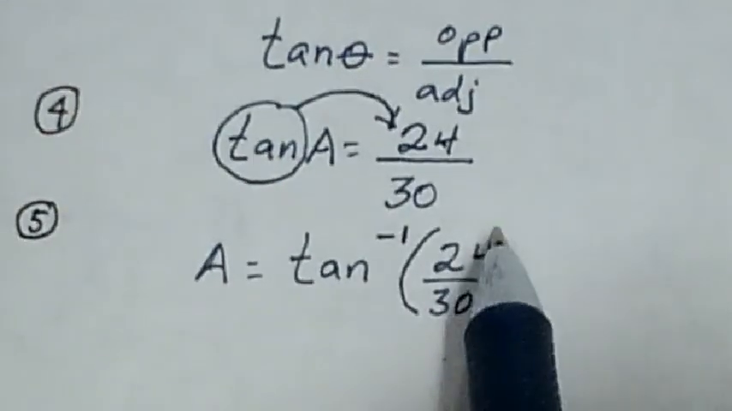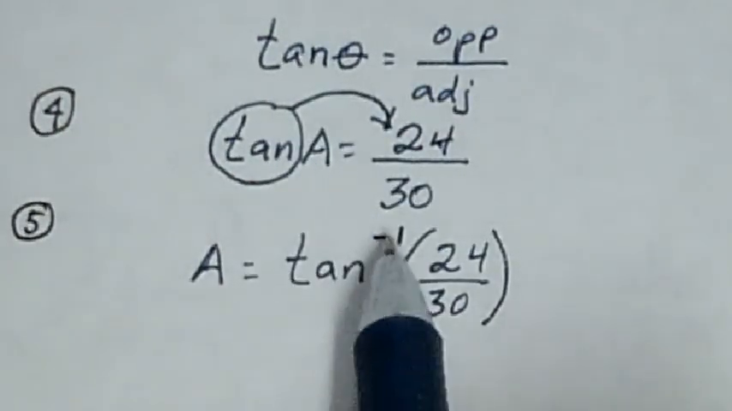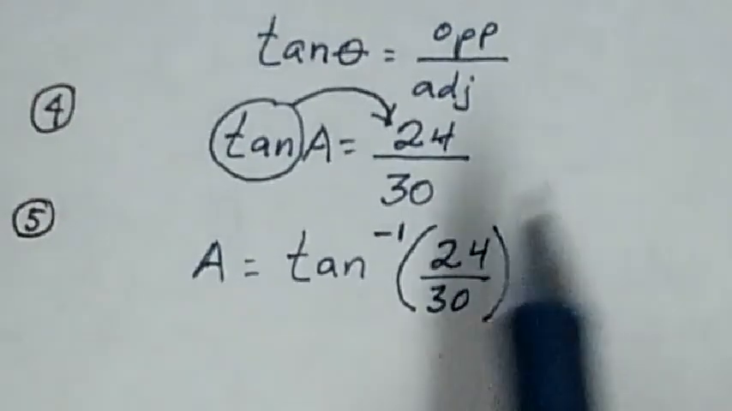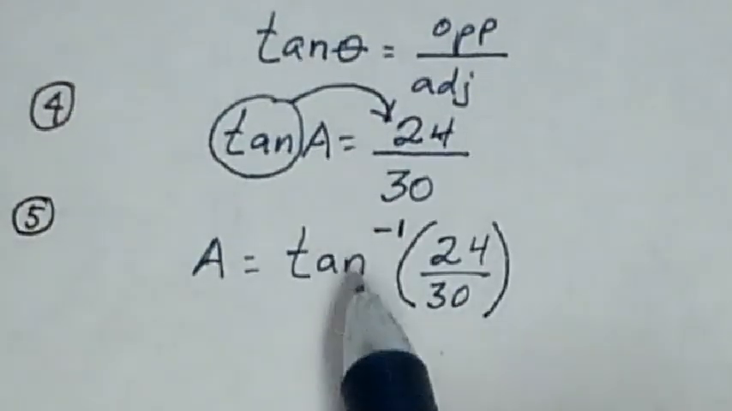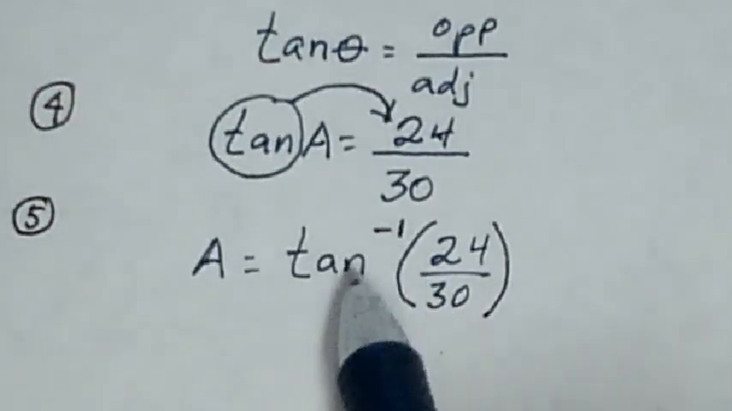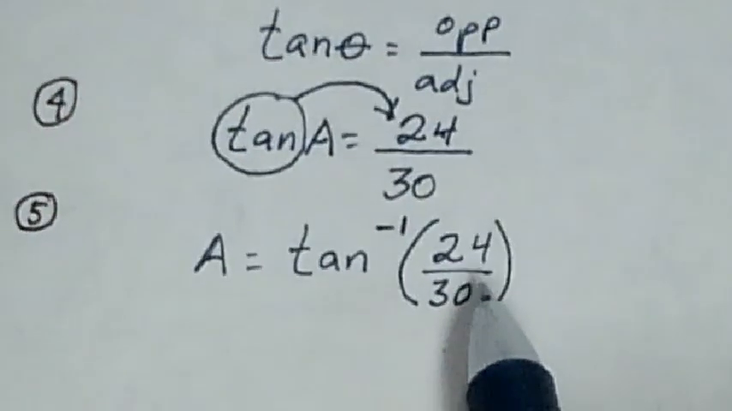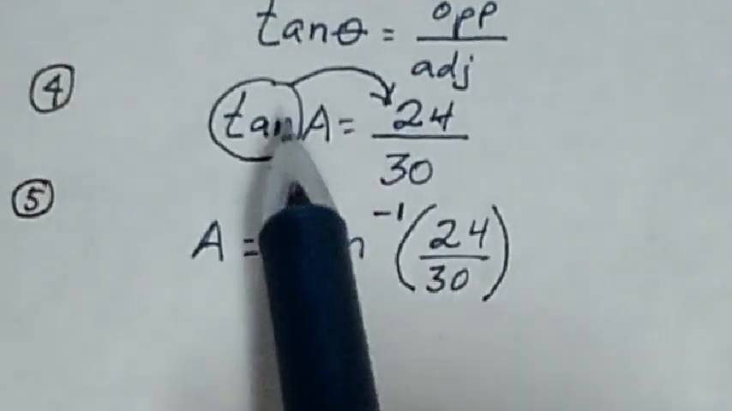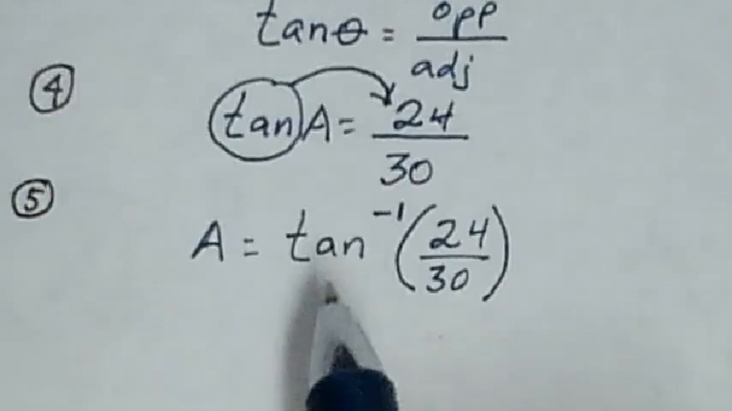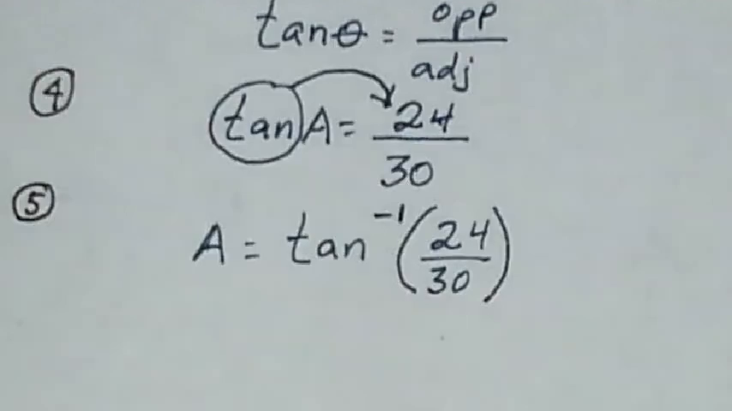So the first thing I had to do to solve for A was get the tangent to the other side. And in moving it, what did I put? A -1. And the way this is read is A equals the inverse tangent. Whenever you see the -1 there, it's inverse tangent of 24 over 30. So copy that down. You don't necessarily have to circle this and put the arrow each time. I'm doing that for instructional purposes, but that's going to be A equals the inverse tangent of 24 over 30. Now I get to show you how to use the calculator, because one more step and we're done.